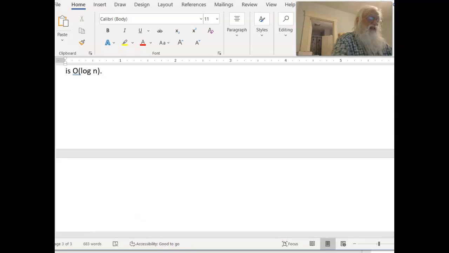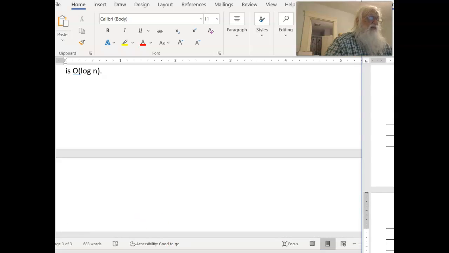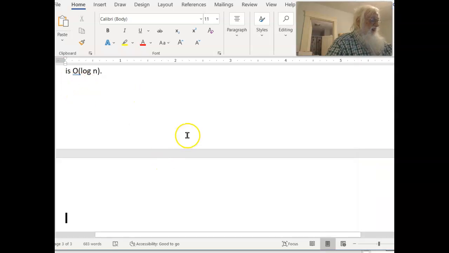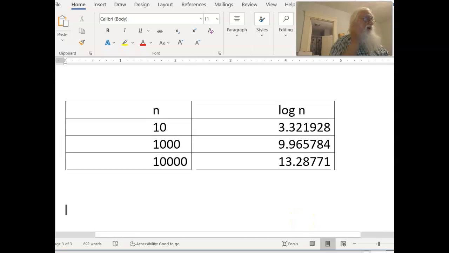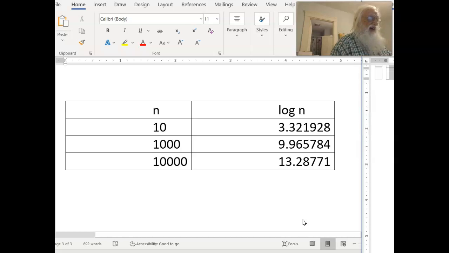To give you some idea of it, I went to my trusty Excel. I put a few in to see what I would get. And here's a few cases of n and log n. You'll notice even at 10,000, we're only talking about 13 comparisons or so. That's pretty good. That's much better than if we had a function of 10,000, a linear function. So an order log n algorithm is a fairly good algorithm. We like that.